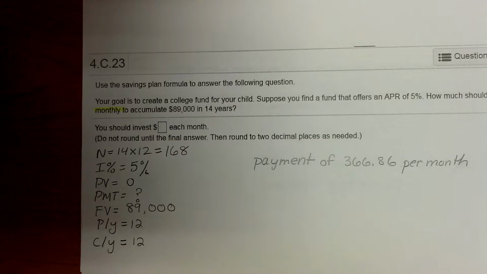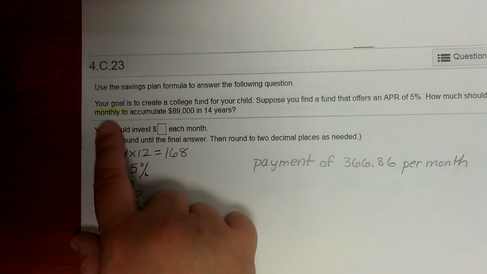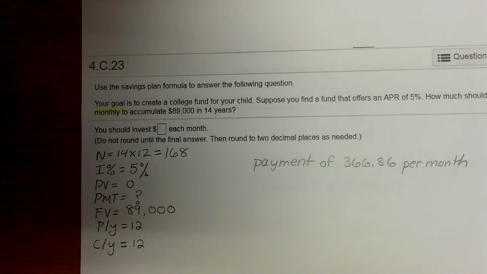Okay, 2 more examples. In this example, we're looking for the amount of a payment. It says we need to save a college fund for our child. You have an interest rate of 5%. You want to make monthly deposits to accumulate $89,000 in 14 years. So my future value is $89,000. That's what I want to have in 14 years.